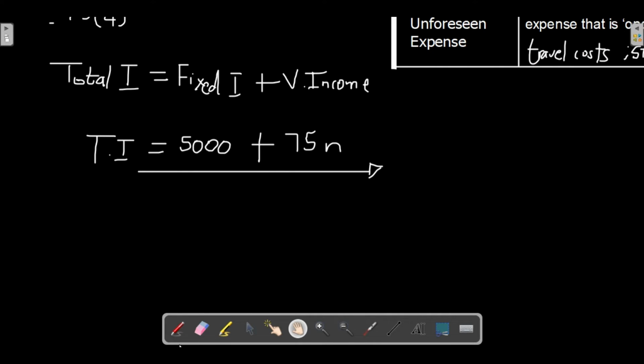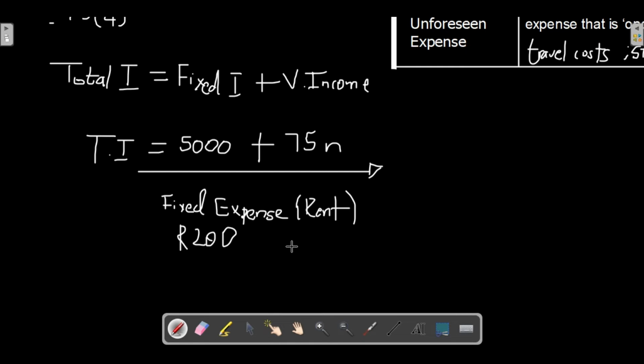Let's say the rent is 200 rands. So that means the fixed expense is rent and it's 200 rands. You're renting out the space on which you are washing these cars. So that is the fixed expense, 200.